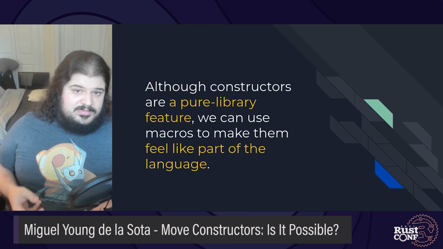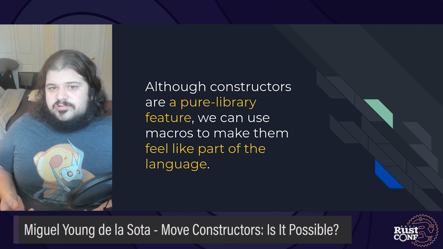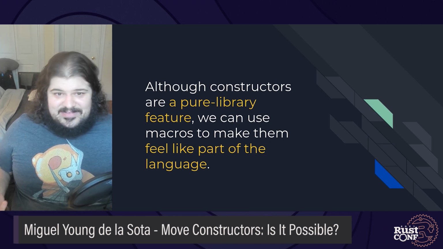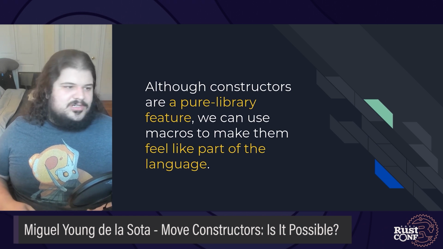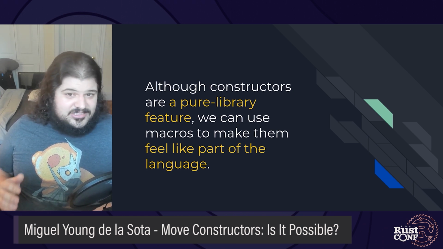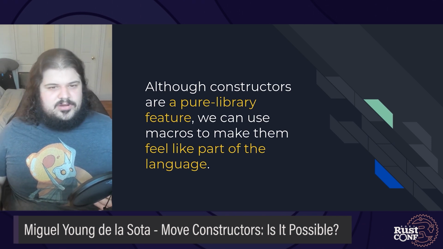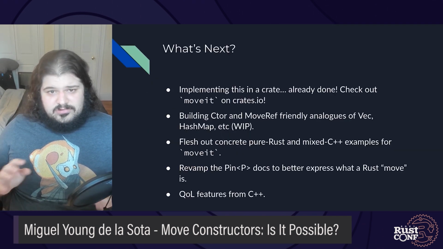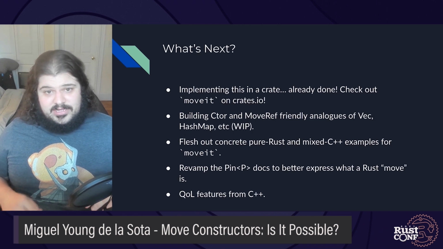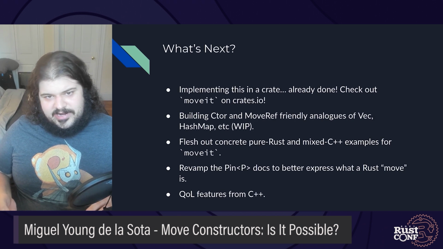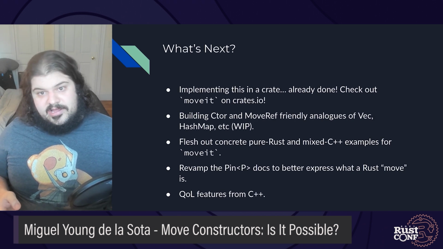Although constructors are implemented purely as a library, we can use macros to add custom syntax to use them safely. Ultimately, what they look like is up to the constructor library. This only scratches the surface of how macros can make constructors feel more natural and part of the language. There is still a lot to do in this topic. I already implemented the core traits in a crate. Check out moveit on crates.io.